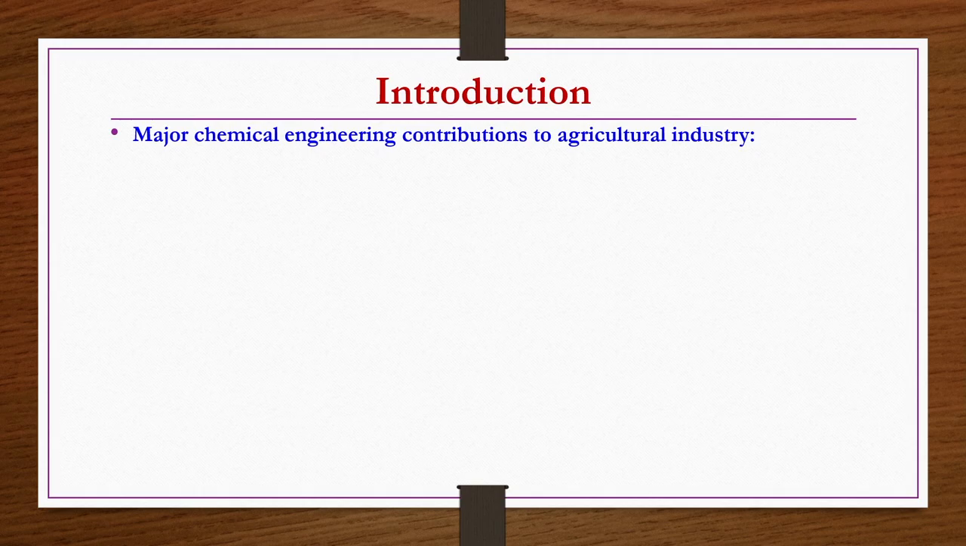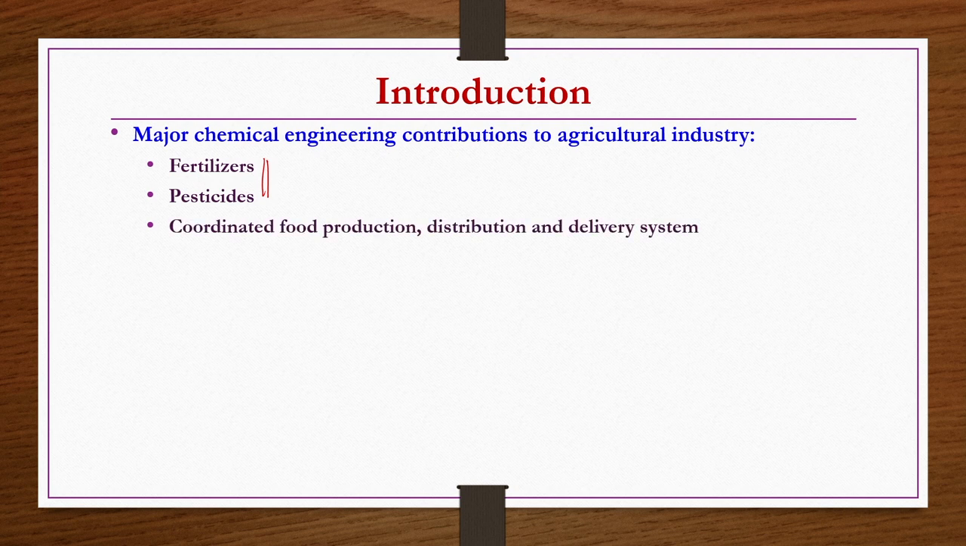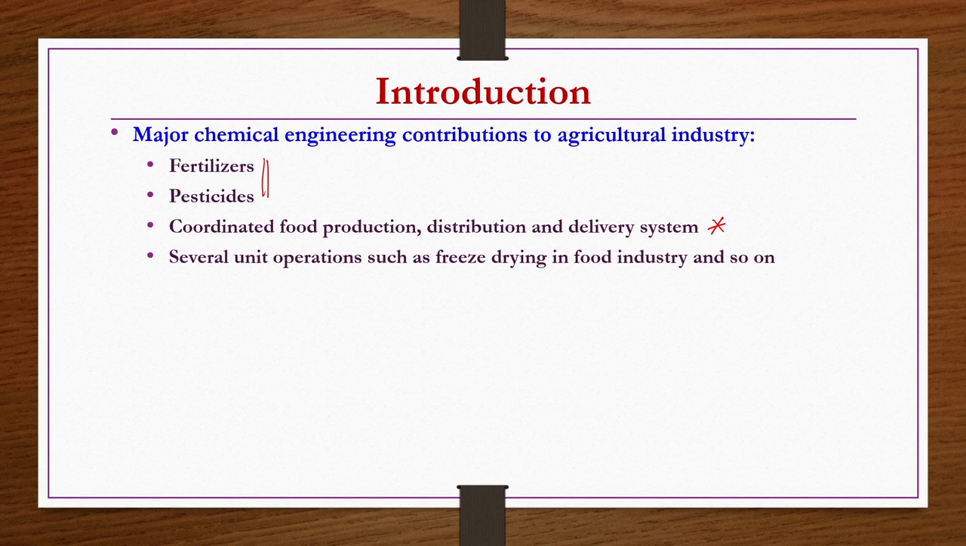For example, major chemical engineering contributions to the agricultural industry are fertilizers and pesticides. All these things are manufactured and processed only by chemical engineers. Without chemical engineers, fertilizer industries and pesticide industries cannot run. And then also coordinated food production, distribution and delivery systems. Not only fertilizers, but regarding food also, its production, distribution and delivery system has a huge contribution from the chemical engineering discipline. And several unit operations such as freeze drying, etc. in the food industry are very much contributions of the chemical engineering discipline.